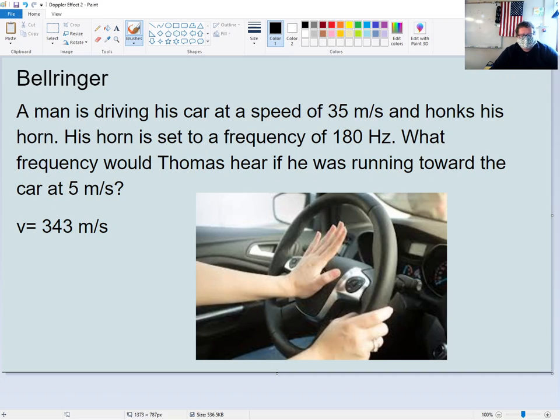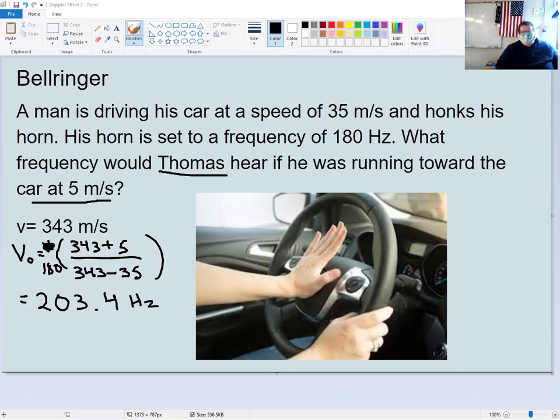Like previous, I'm going to give you a few minutes to try and do this on your own. Notice, very important, there are two different velocities this time. The car is driving at a velocity, and presumably the car is driving towards Thomas, and Thomas is running towards the car. This is the first one where the observer has a velocity. So you may need to go back to your equation and see which way that's supposed to be, positive or negative. Take a minute, see if you can get this one, and then I'll come back and we'll look at the answer.